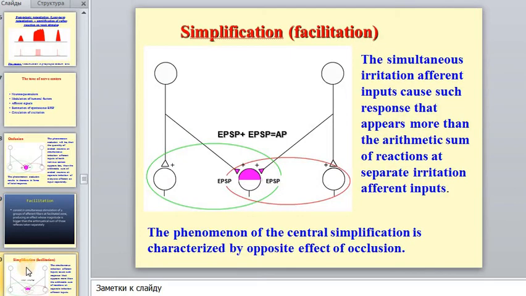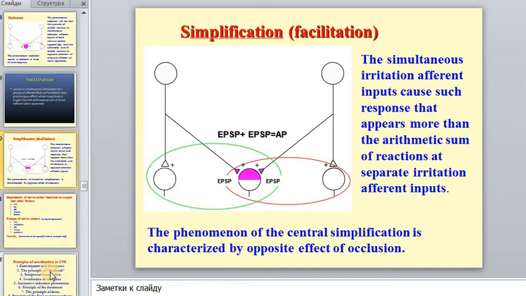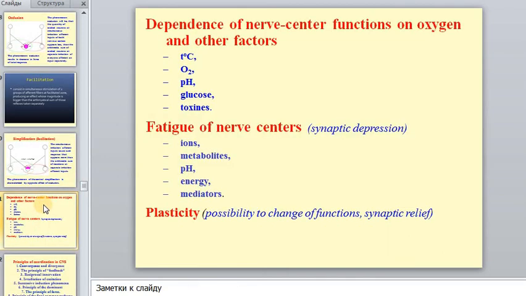And one more, here we see the stimulation of some nerve cells and the centers, and this phenomenon in the central nervous system is characterized by effects opposite to occlusion: facilitation, opposite of occlusion. And we have some more kinds, specific functions of the nerve cells.